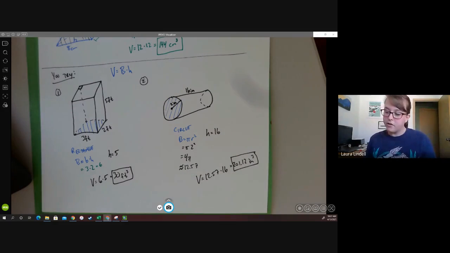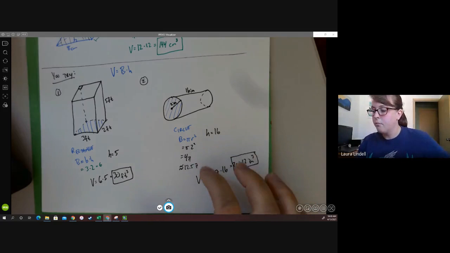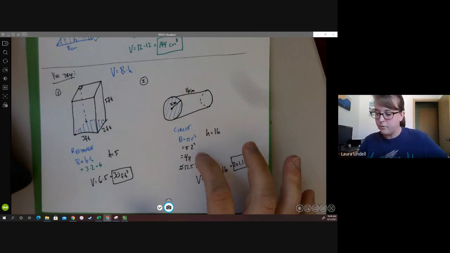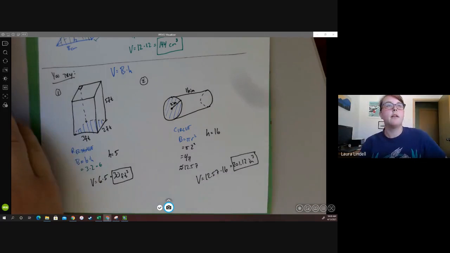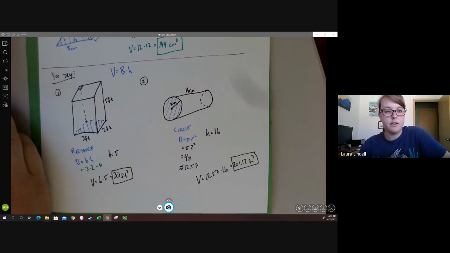If you got something else, maybe see around here, did we put in the correct value for the radius? Did we square it correctly, all of that? Did we pick the right number for the height? Did we maybe type something into the calculator wrong?